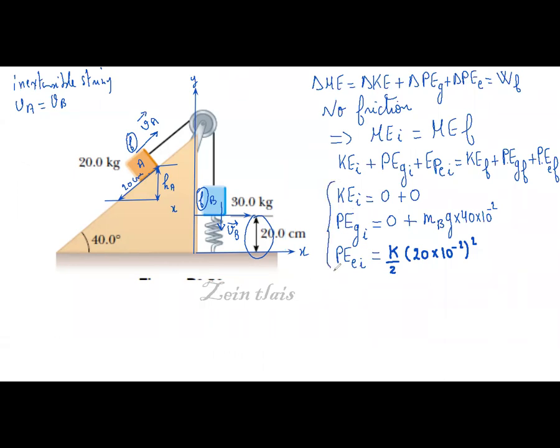So this is initial, and we can write the final. The final kinetic energy of the system, here we have VA and VB. You know VA equals VB. We can write mA v squared over 2 plus mB v squared over 2. This is the total kinetic energy of the system. The final gravitational potential energy of the system. Here A in the final state is at a height HA. We have to calculate HA. You know, this angle is 40. You have two parallel lines. This angle must be 40.